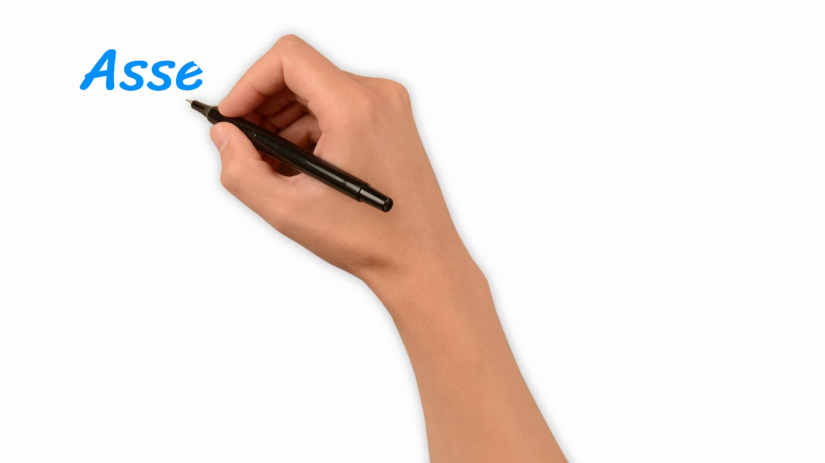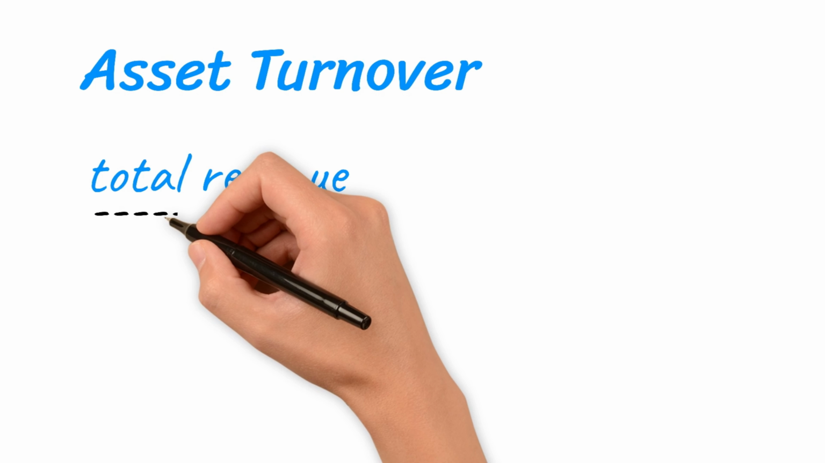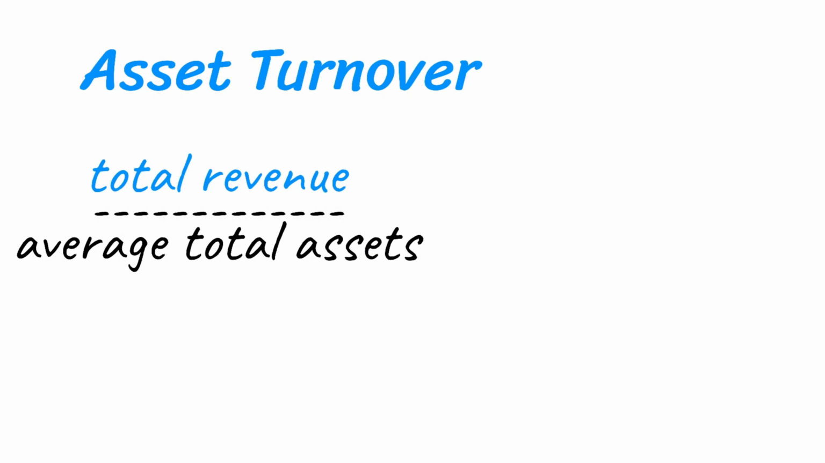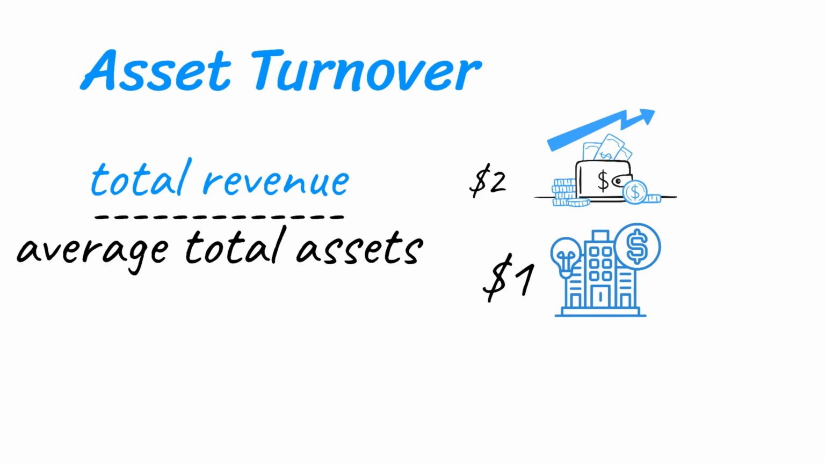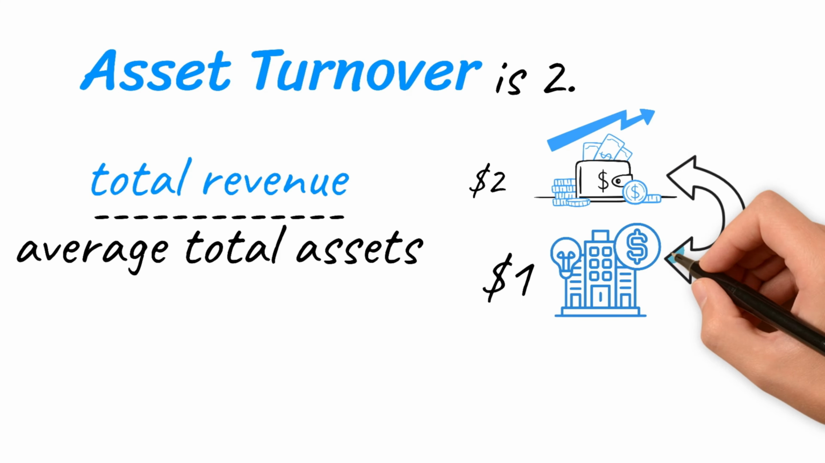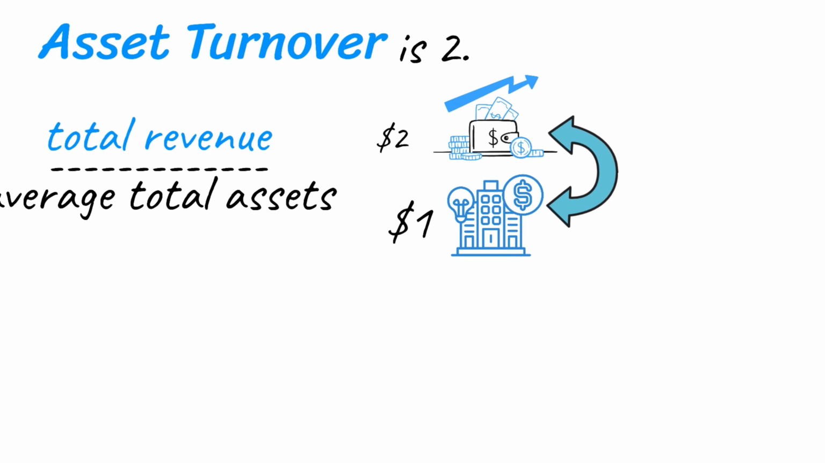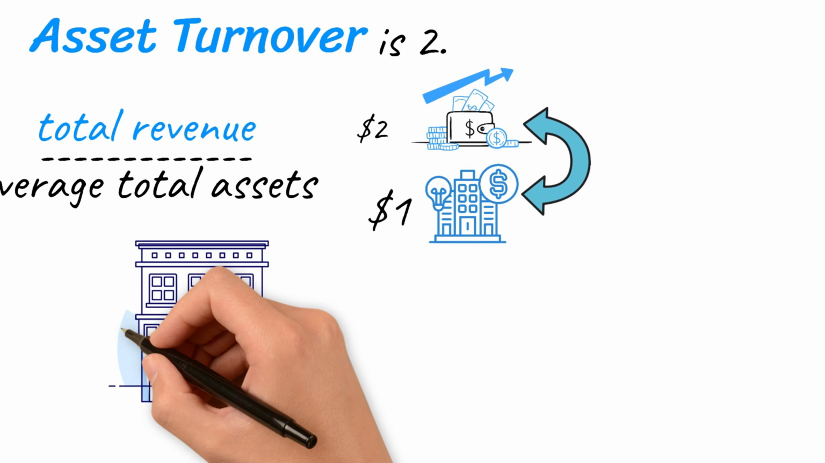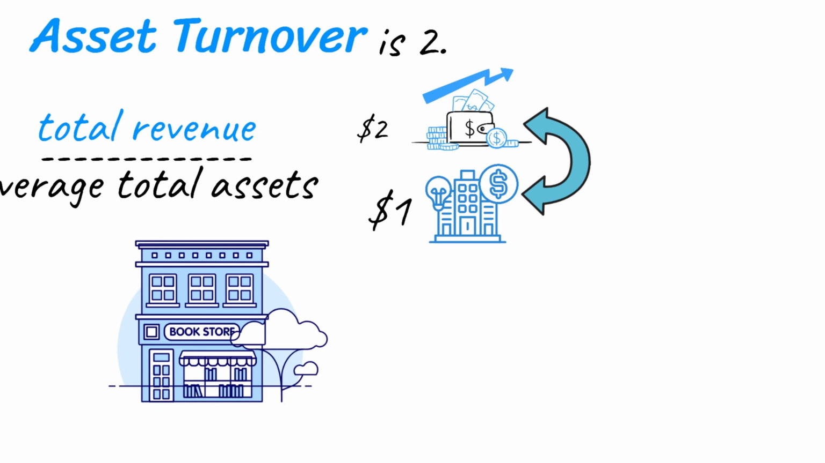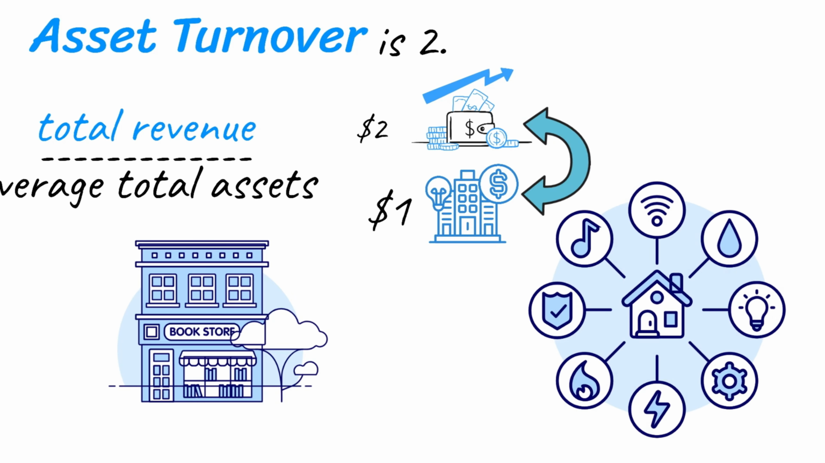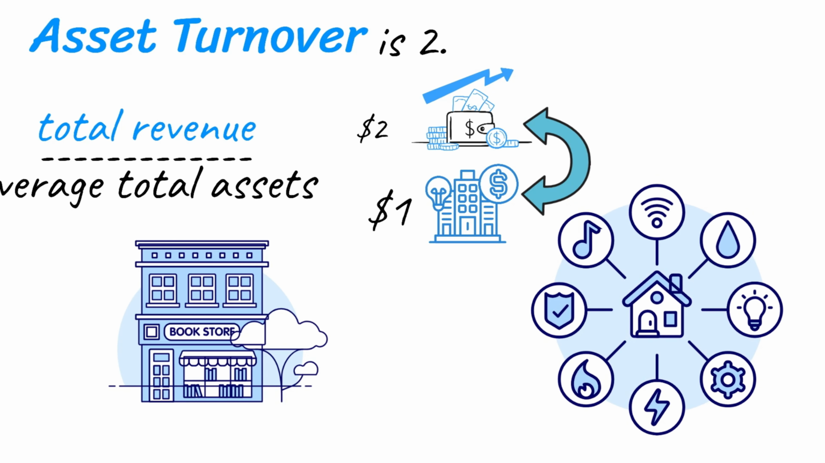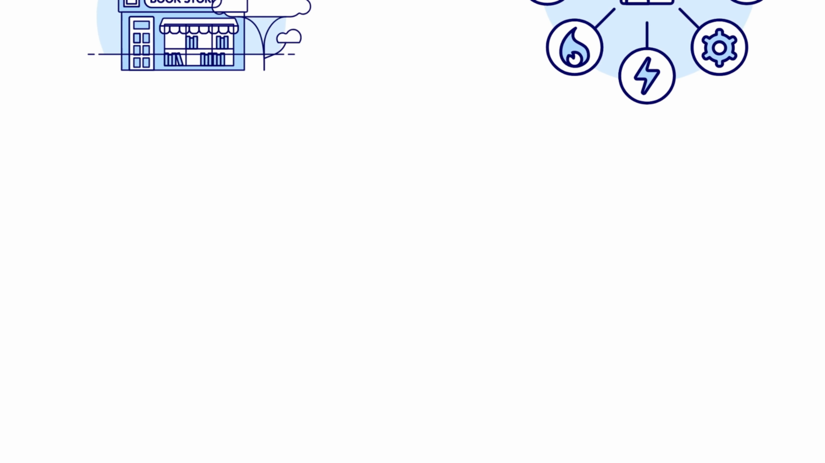Asset turnover divides total revenue by average total assets. If a company generates $2 of revenue for every $1 of assets, its asset turnover is 2. Higher is better. It means the company is squeezing more revenue out of its asset base. Retailers typically have high asset turnover because they move products quickly. Heavy manufacturers and utilities have low asset turnover because their equipment and infrastructure are enormously expensive relative to revenue.